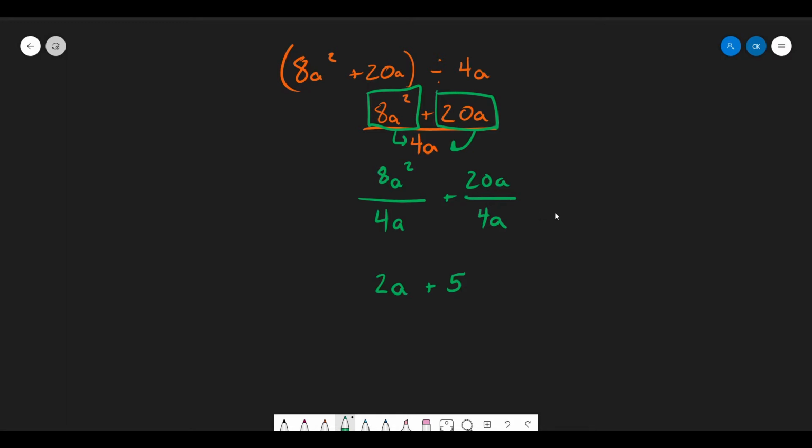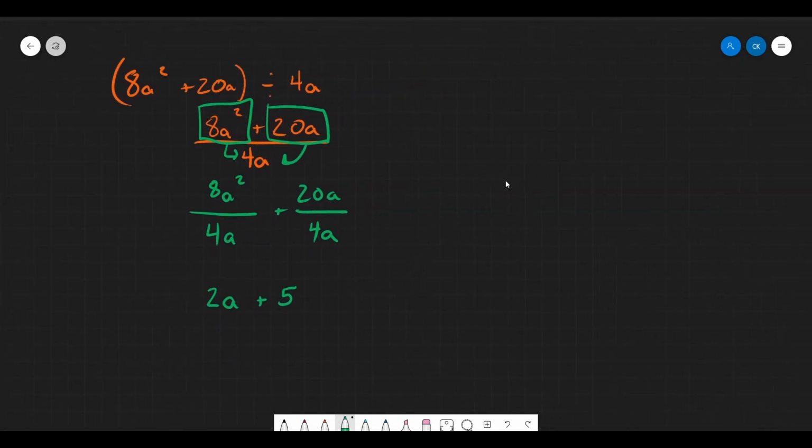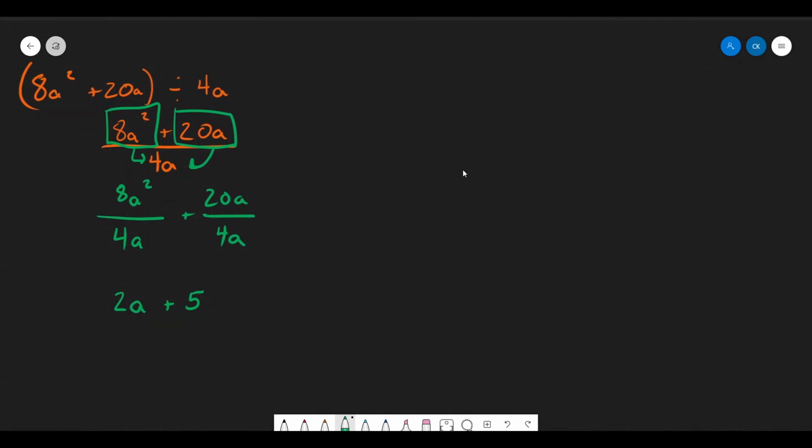Now, the difference between dividing a polynomial by a monomial and dividing a polynomial by a polynomial is that once we have multiple terms in the denominator, we can't do the same thing we were just doing. So when I have a problem like h squared plus 9h plus 18 divided by h plus 6.